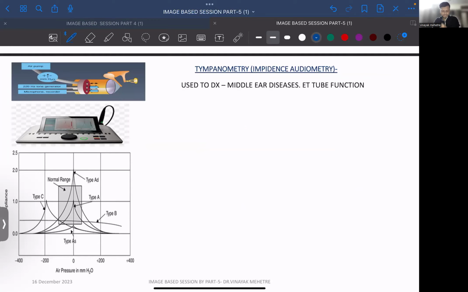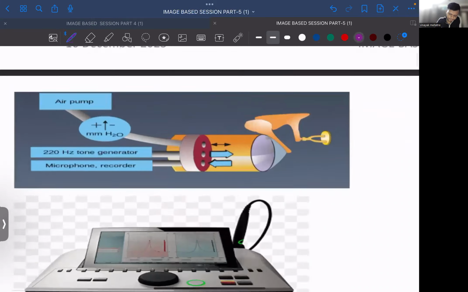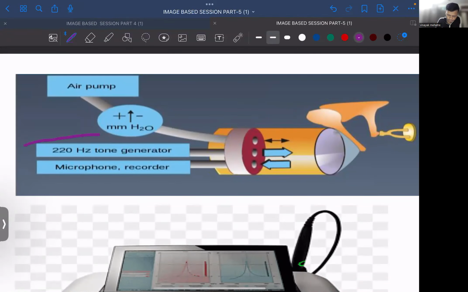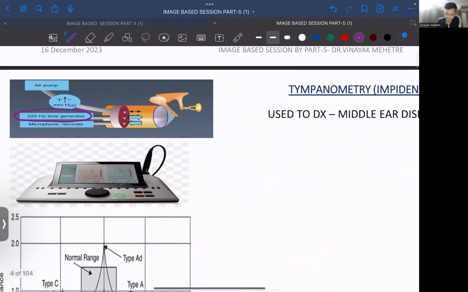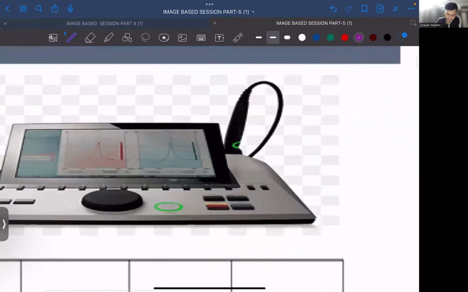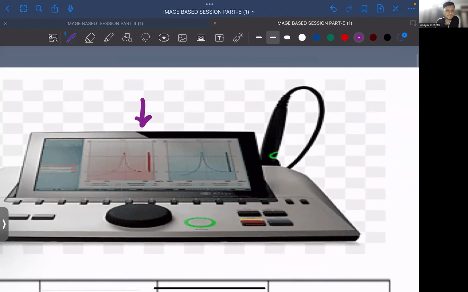First tell me, which frequency is used in tympanometry? Anybody know how many hertz? No? 220 hertz is the frequency which we are going to use in tympanometry. What we will do is put this probe in the ear, and on the machine we will see the graph, right?